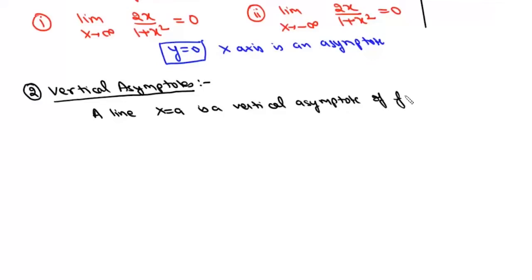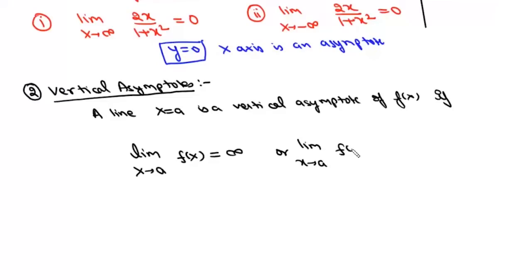of a function f(x) if this limit, x tends to a, f(x), is equal to plus infinite, or this limit, x tends to a, f(x), approaches minus infinite, or any of the one-sided limits also approaches plus infinite or minus infinite.